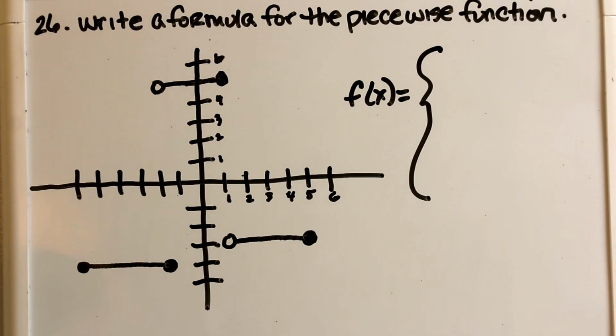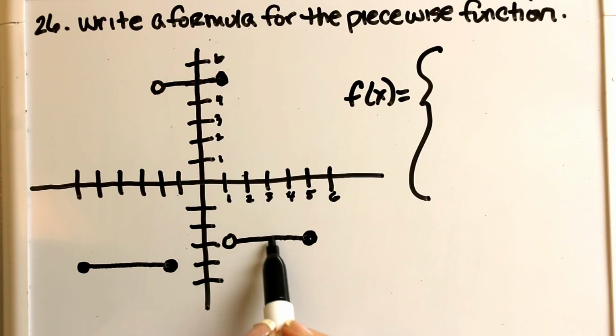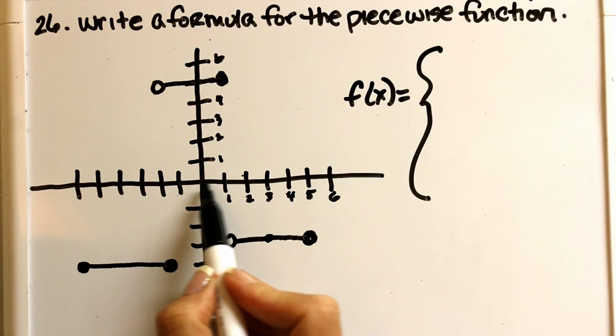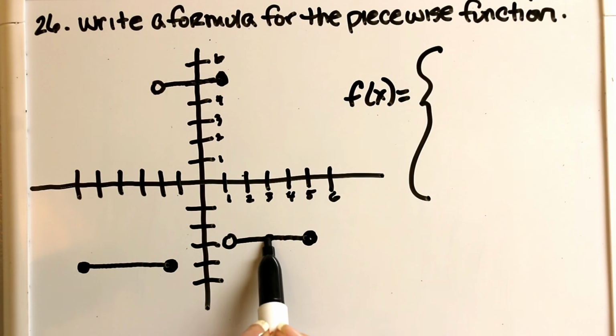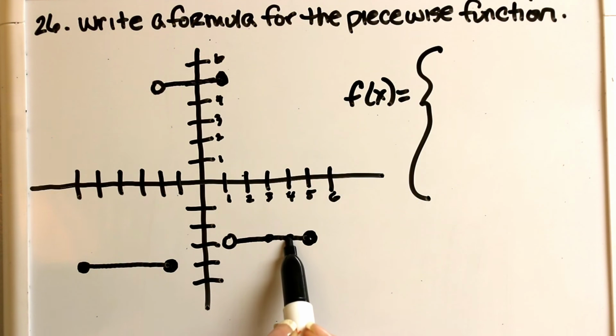In each of these 3 cases, we have a horizontal line. All horizontal lines start with y equals, and then it's some number. That number is whatever the y coordinate is at any given point on that segment. For instance, this point here would be 5, -3. This point here would be 3, -3. This point here, 4, -3.